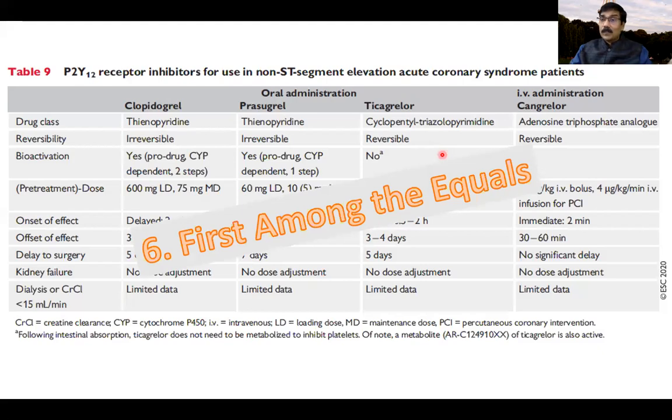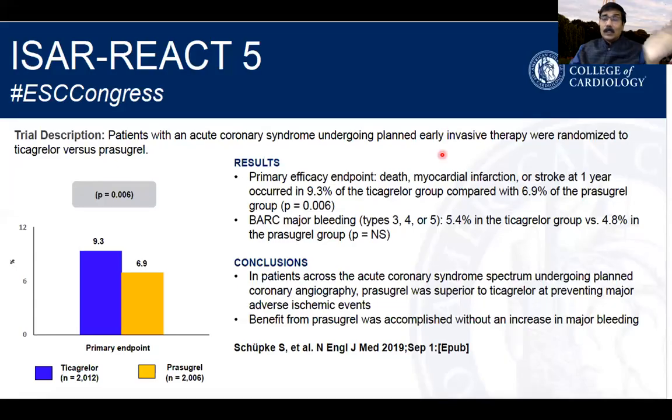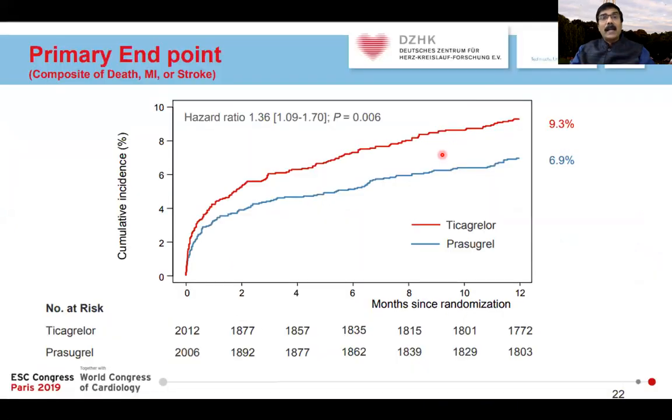Now, what does the European Society of Cardiology say about it? It took into consideration this beautiful study which came up last year, the ISAR-REACT 5 trial. Last year at ESC, this was presented. Now, interestingly, the aim of this trial was to prove superiority of ticagrelor over prasugrel in a real-world scenario of acute coronary syndromes. This is an open-label trial where the operator was able to decide which drug to give. And when the two drugs were compared, the results showed quite the contrary.